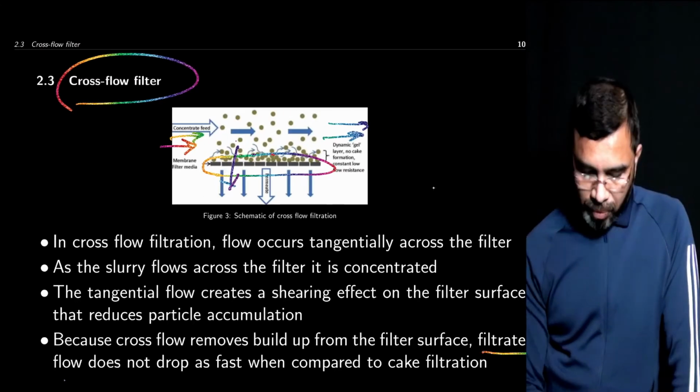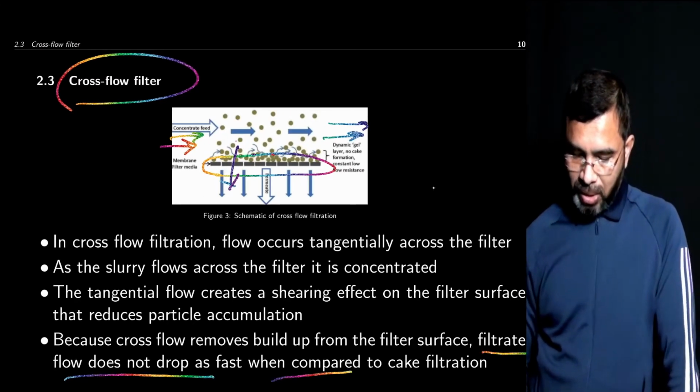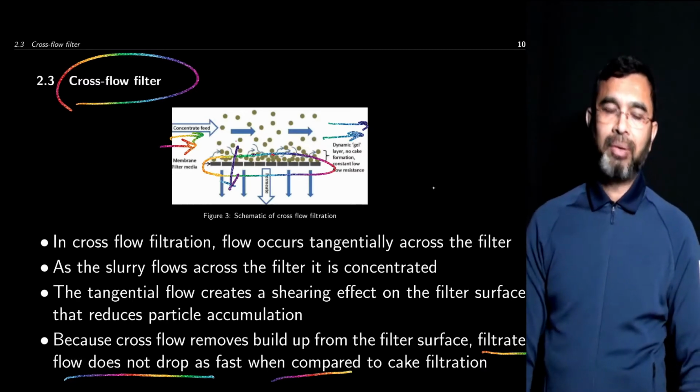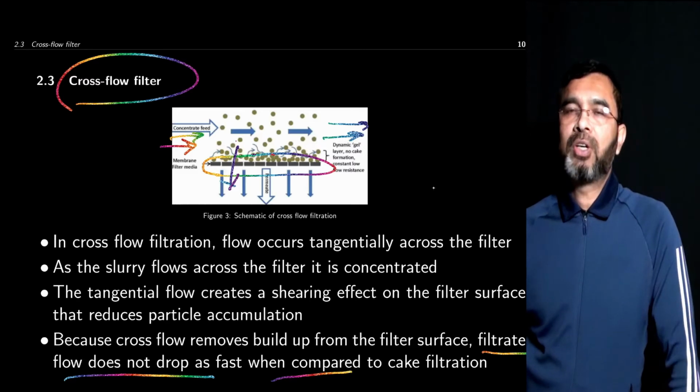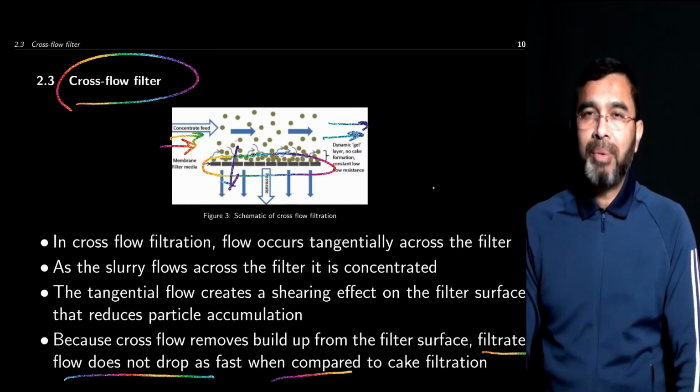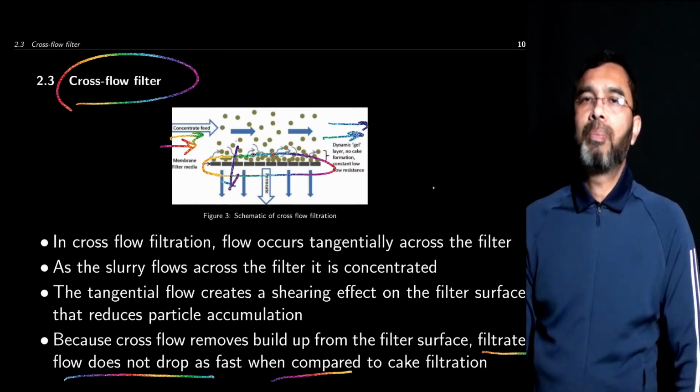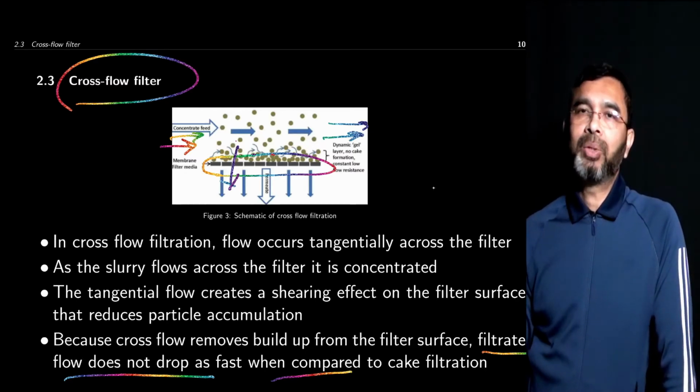And the filtered flow does not drop as fast when compared to cake filtration. In cake filtration, as the solid starts building up, the pressure drop of the liquid becomes higher and higher. Here the solid buildup is slower. That's why the pressure drop happens at a lower rate compared to cake filtration.